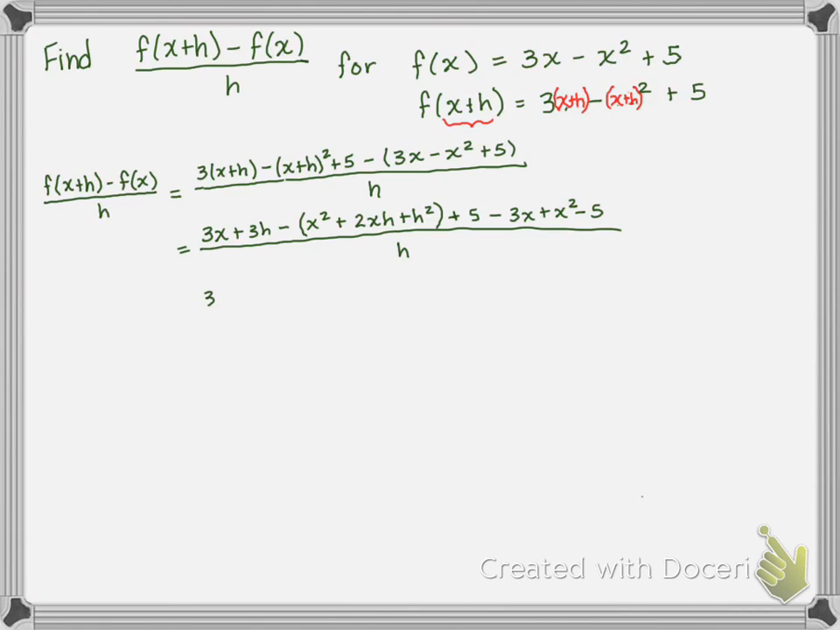So we have 3x plus 3h minus x squared minus 2xh minus h squared plus 5 minus 3x minus x squared minus 5. Wouldn't that be plus x squared? All over h, yes. Thank you.